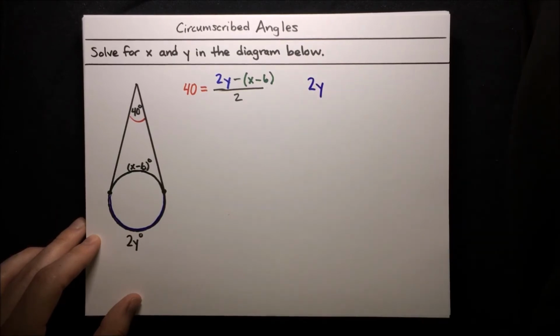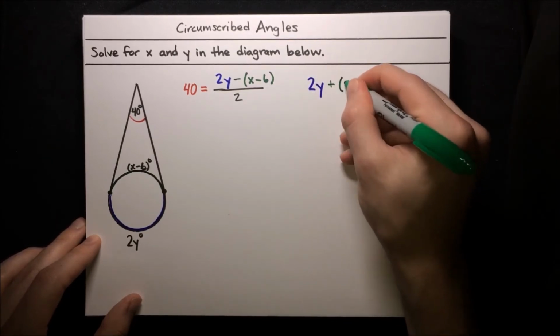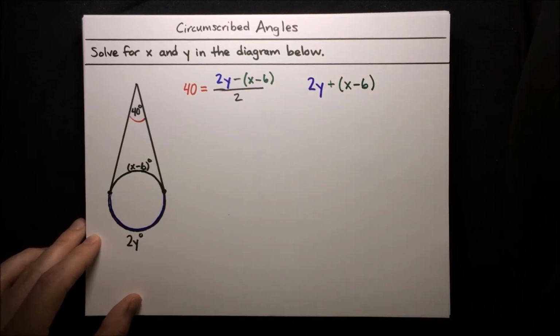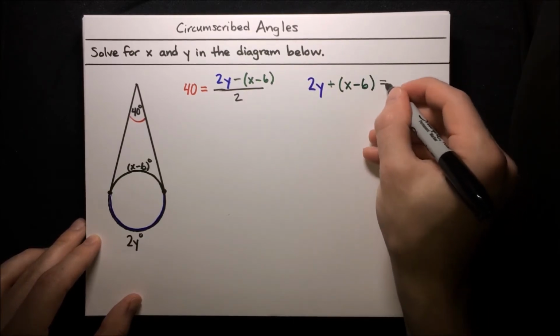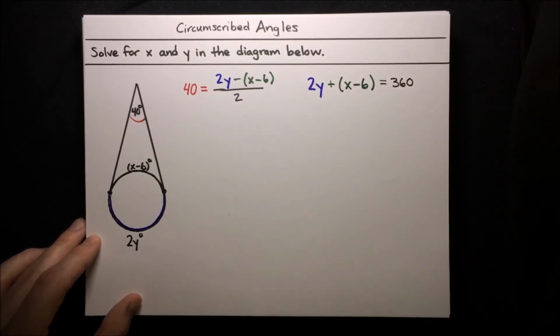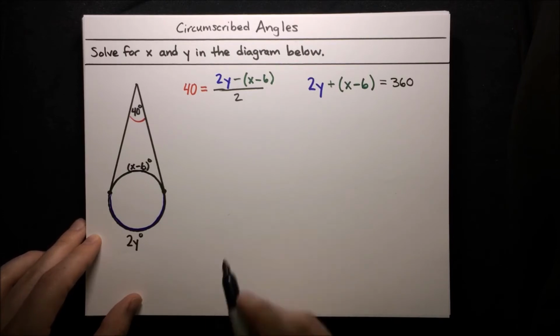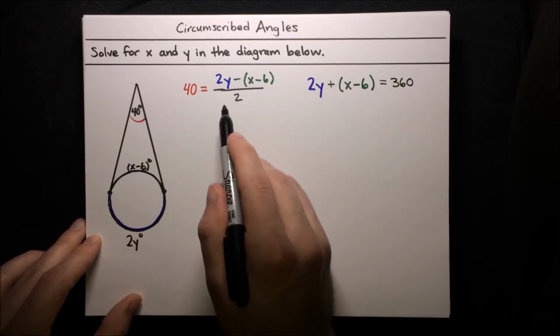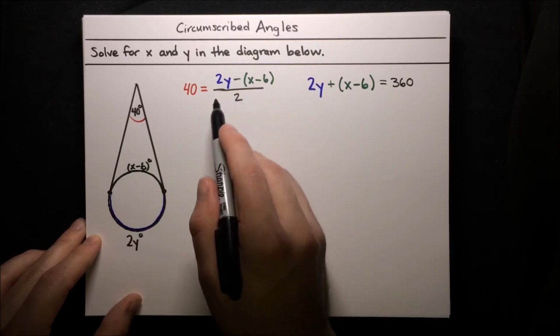2y, that's the major arc, plus x minus 6, that's the minor arc, that has to equal 360 degrees. And now it's just a matter of solving the system. Before we get started on that, let's just go ahead and simplify each equation as much as possible. So in this equation here, let's go ahead and multiply both sides by 2 to cancel out this fraction here.